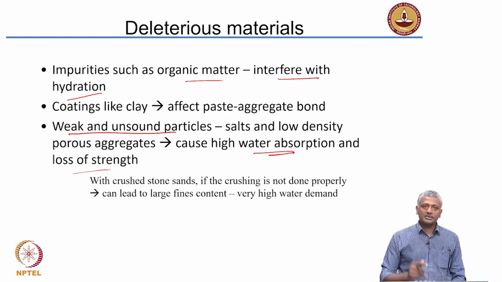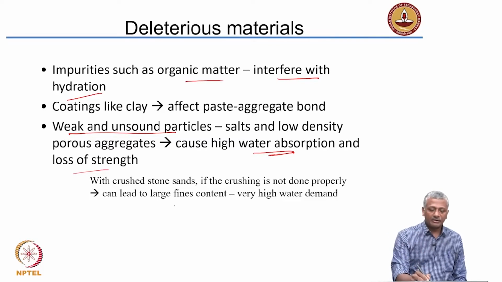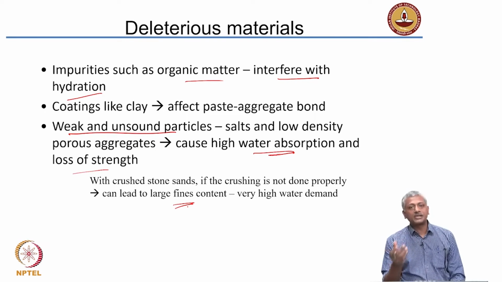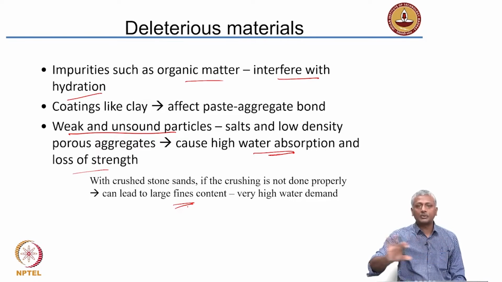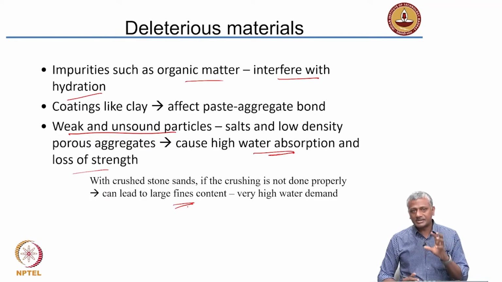What happens is, when you crush the stone as sand, depending upon the type of mineral that goes into making the stone, you get a very large quantity of fines. When you crush the stone through improper techniques, you can actually get very large quantities of fines. Even with a good crushing process, you will still get a lot of fines, and you need to take care that the fines are washed out or removed through some classification scheme, so that you can get a good quality aggregate which has the right size.